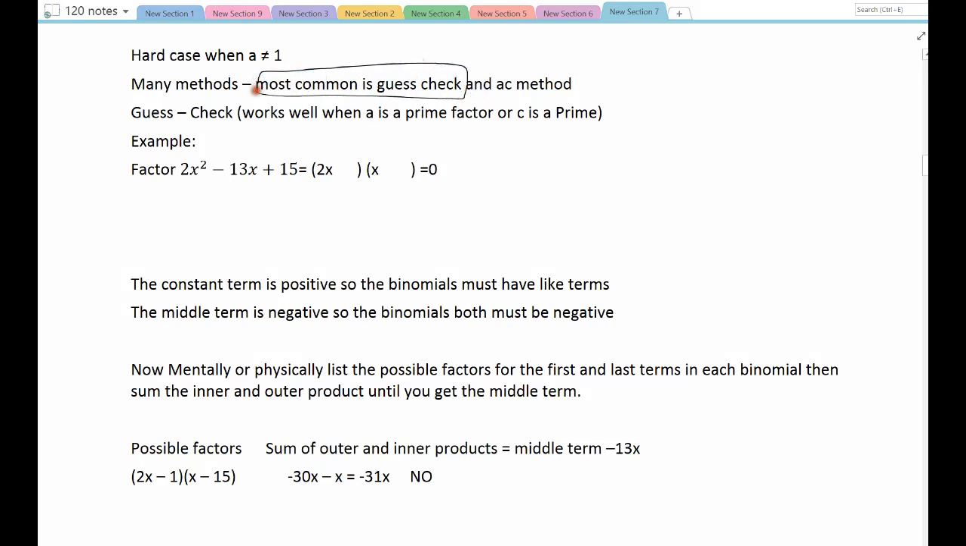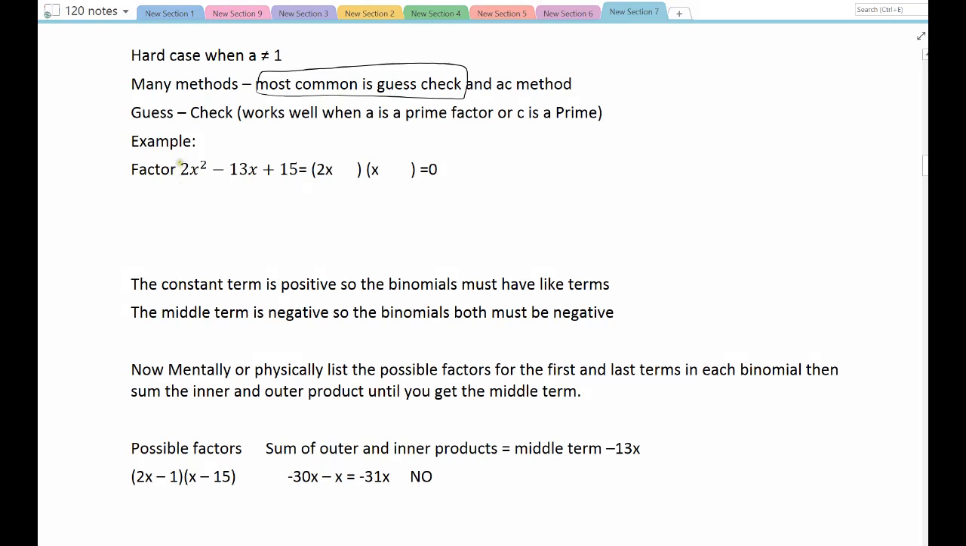The guess and check method is one that utilizes a little bit of what I did in the last one, just slightly more complex. And the guess and check works best if the number in front of the x squared term is prime. So it has to do with this first number here. That's prime. Prime means I can only multiply it by itself and 1. That's the only way it breaks down. And so my example here would be 2x squared minus 13x plus 15.